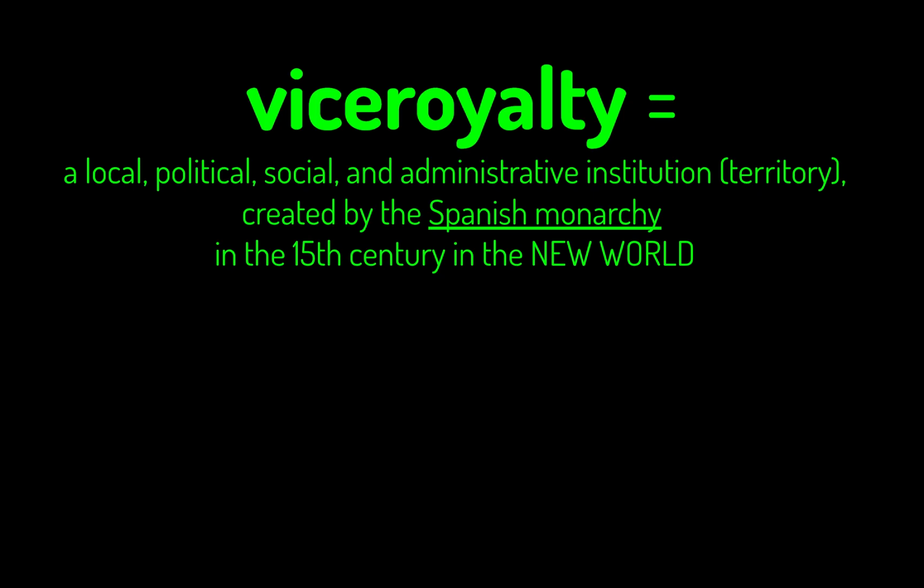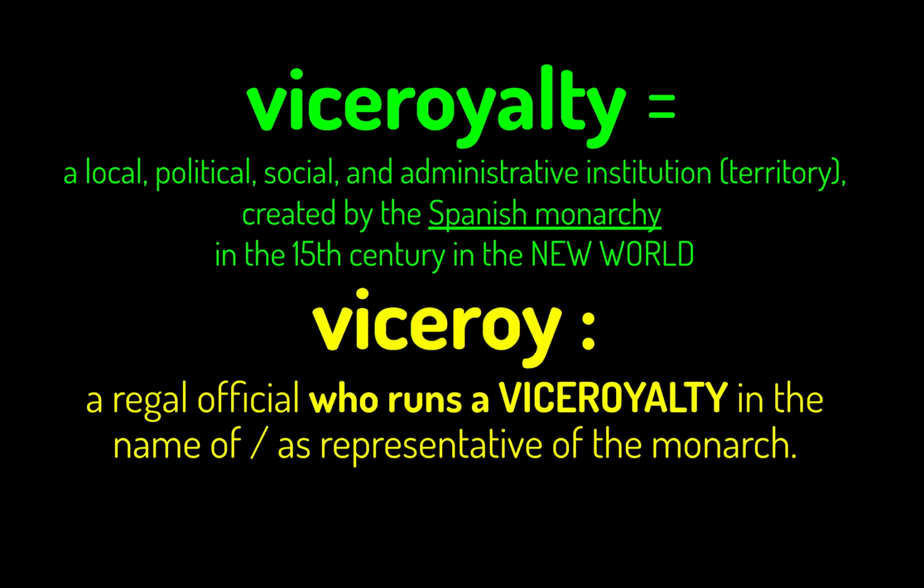It's really interesting. So a viceroyalty is a local political, social, and administrative institution created by the Spanish monarchy in the 15th century in the New World. A viceroyalty is ruled by a viceroy. This guy pretty much works for the Spanish king and queen and is their representative in the New World. Think of them like the governor that answers to the president. The president is the king of Spain.